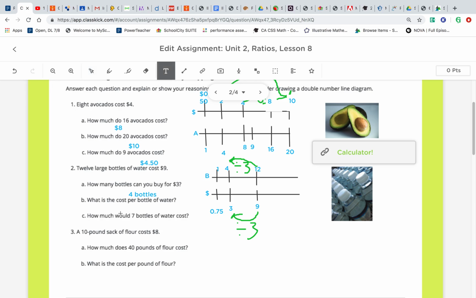So we're going to add that in. It's going to be 0.75 per bottle. Okay, so not a bad deal. Less than $1 per bottle. It's pretty good. All right, finding how much the cost is per bottle will help us find out anything else.